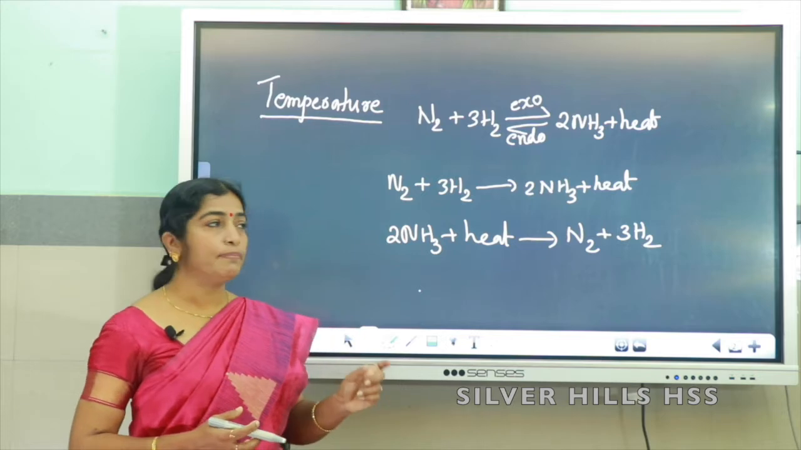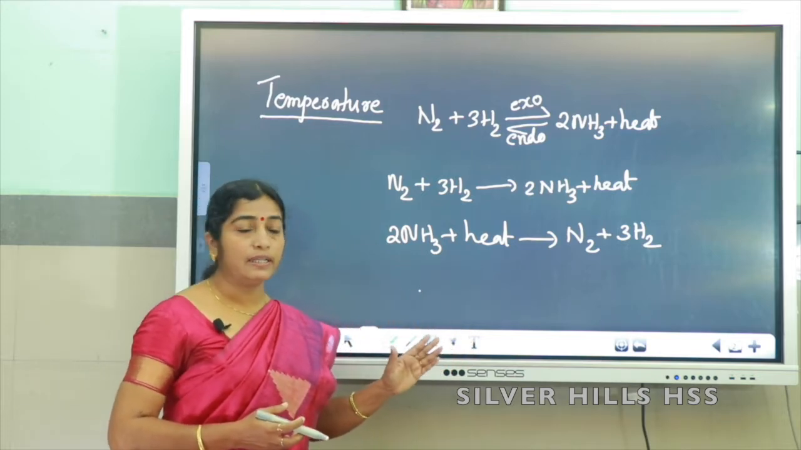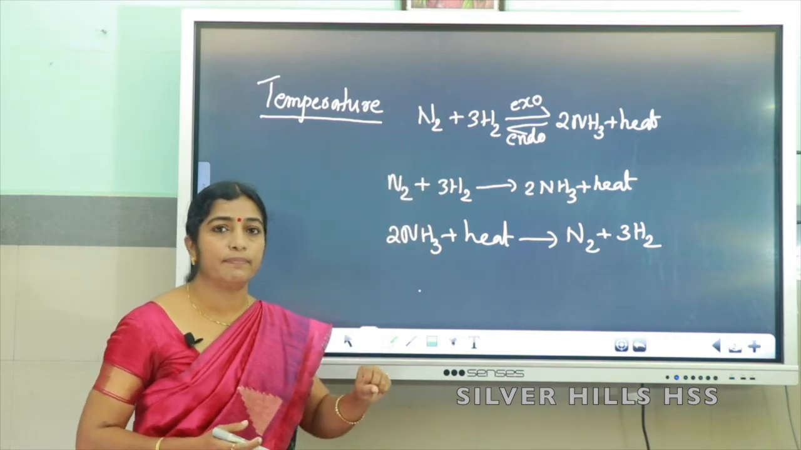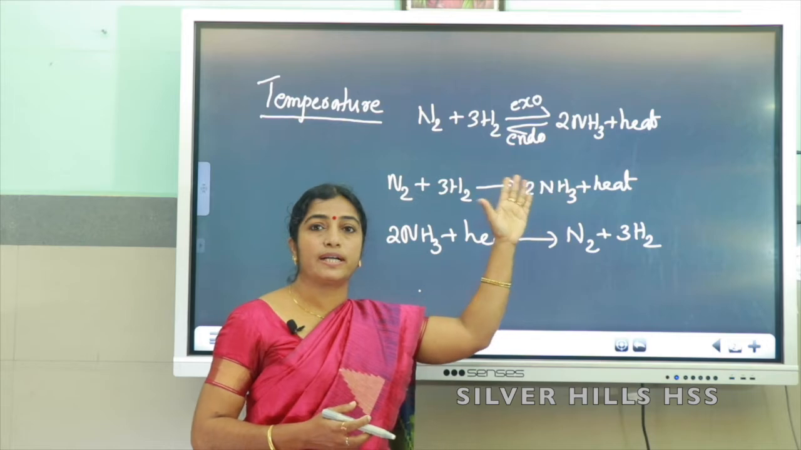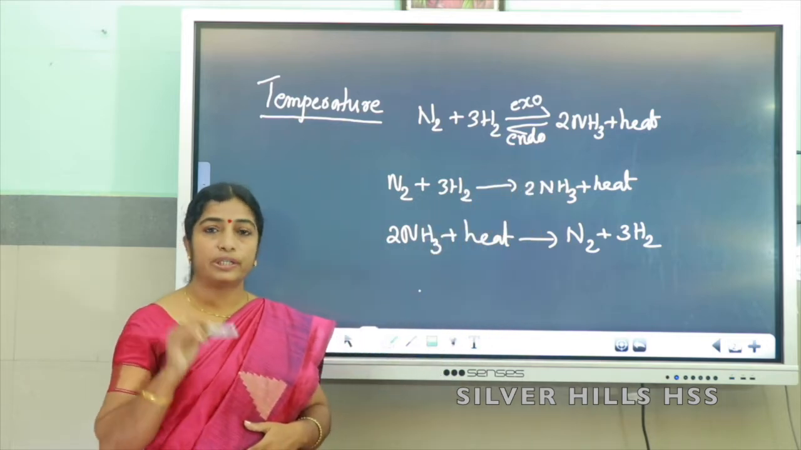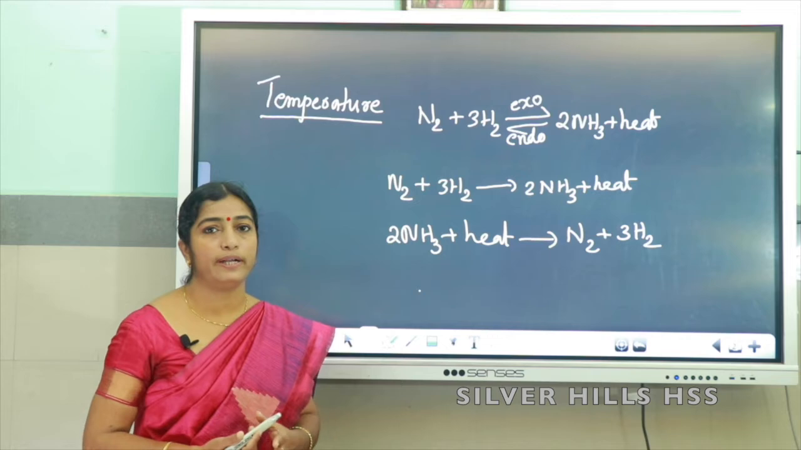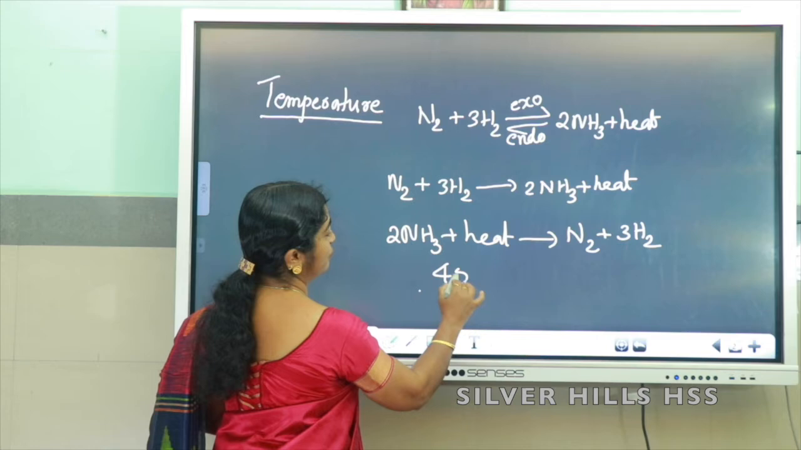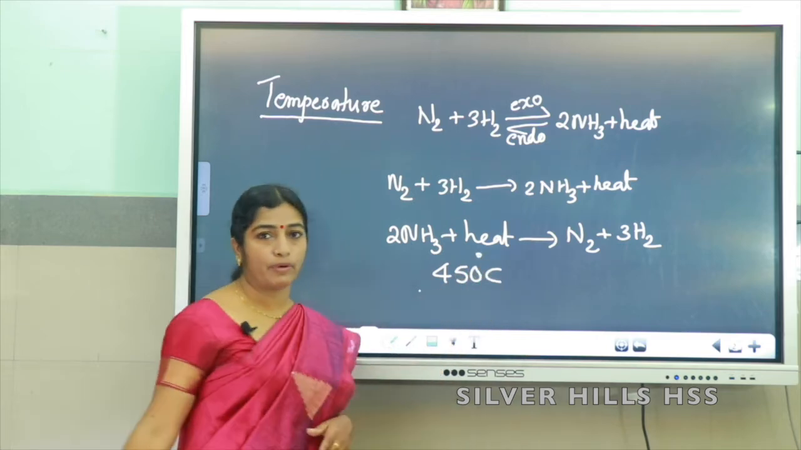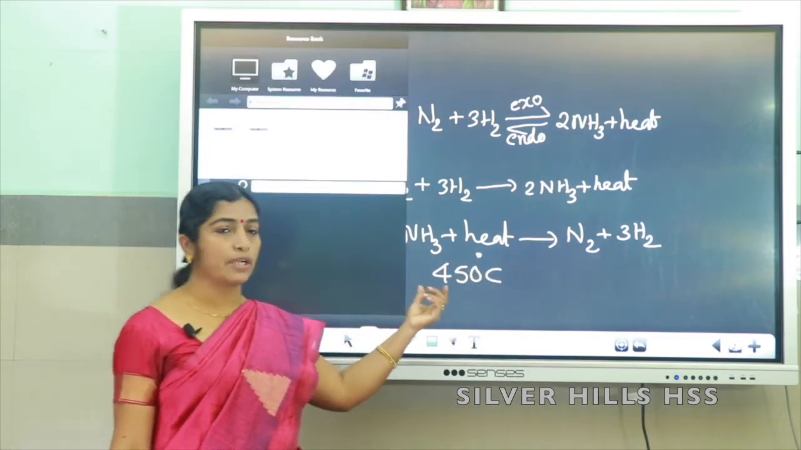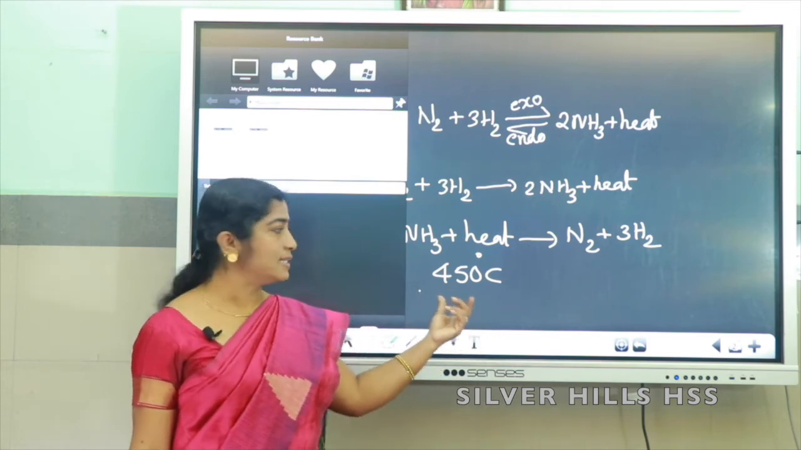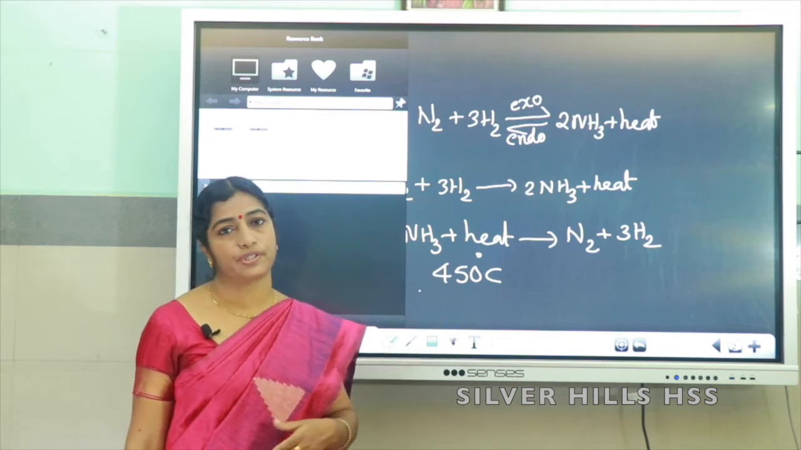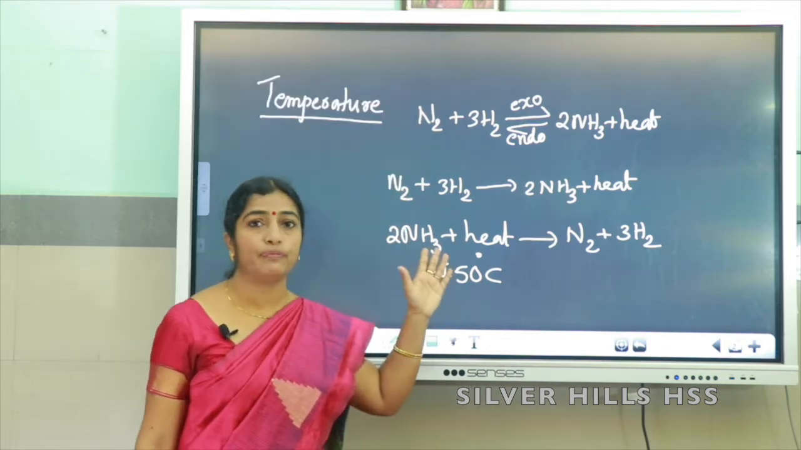But when the temperature decreases considerably, the threshold energy of the reactant molecules decreases. So by decreasing temperature, both forward and backward reactions are reduced. So to get maximum ammonia, we have to provide an optimum temperature of 450 degrees Celsius for the production of ammonia. This is the most suitable temperature at which maximum ammonia is produced. So that is the effect of temperature.